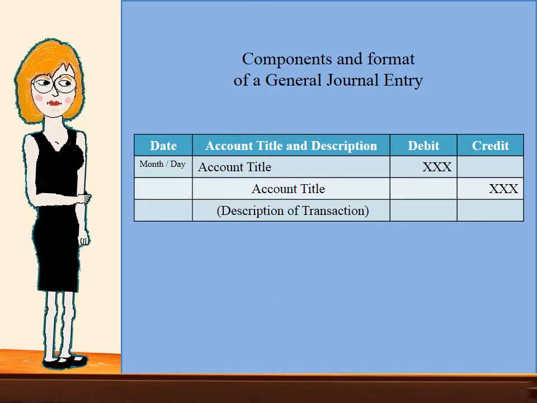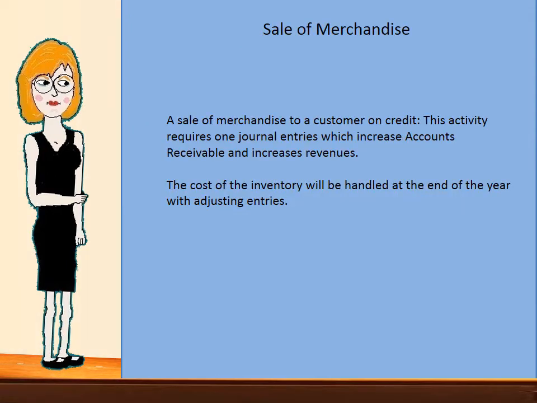Components and format of a journal entry. We start with the date column, which has the month and day. The year will either be on the outside of the book or at the very beginning of the year. Account title and description. You have at least one account debited and one account credited, and a short description of the transaction. Make it concise. The debits always go first, and the credits always go second, with the account title being indented.